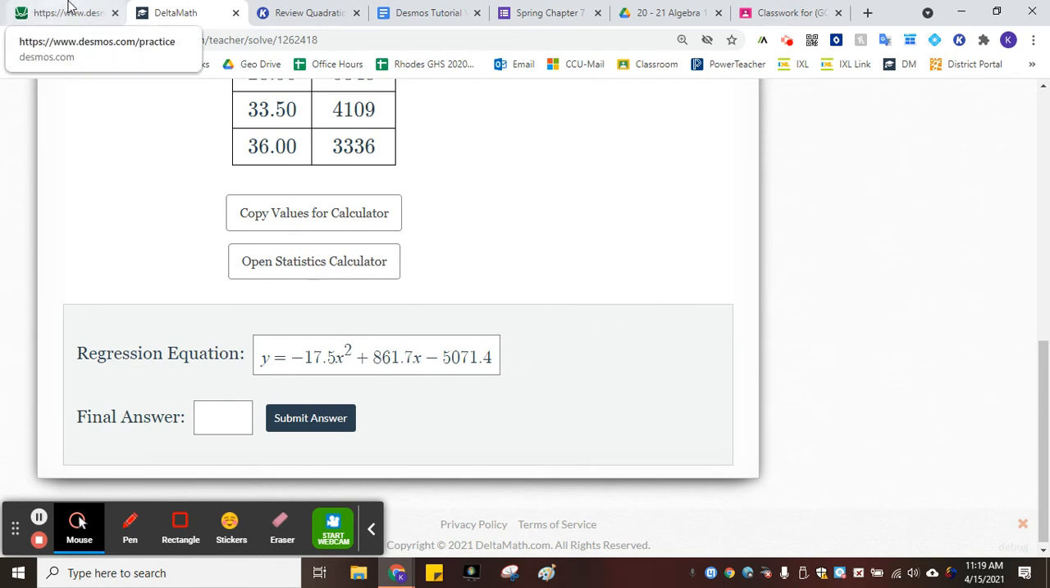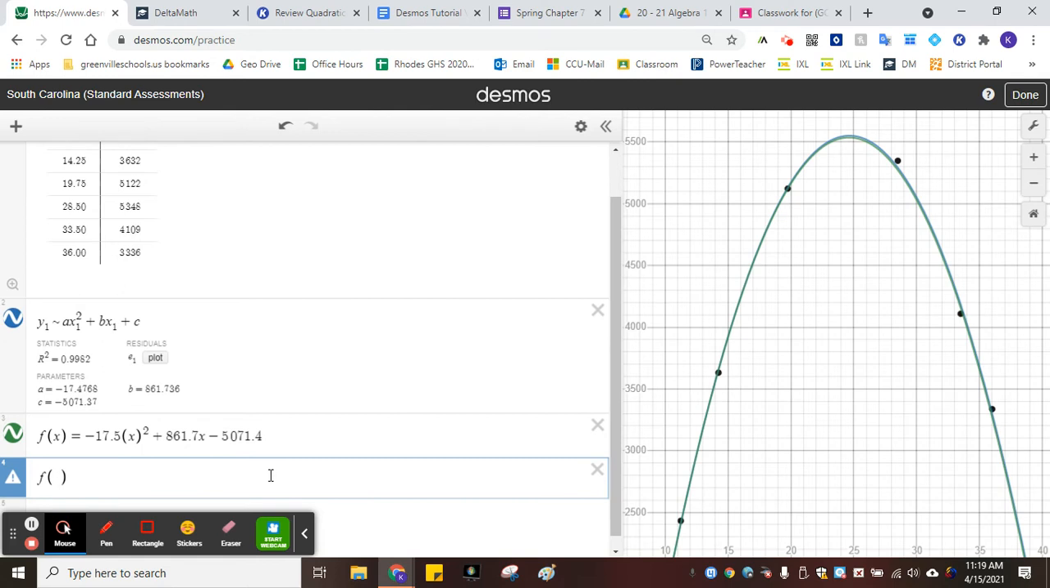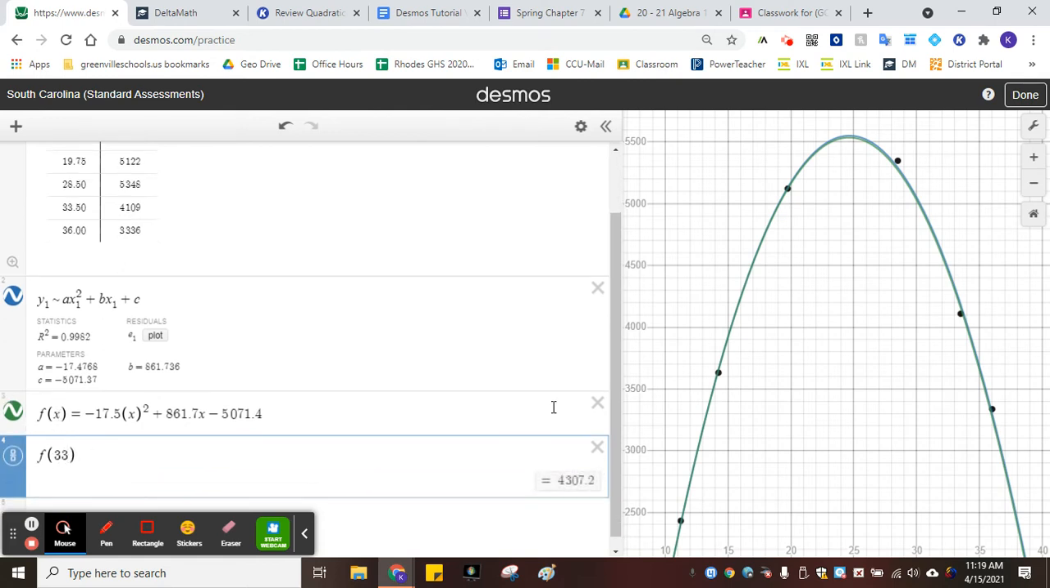There's a short way to do it and a long way to do it. You could sit here and plug in 33 for x on all of these, or you can change this to f of x and then do f of 33. That's plugging 33 in for x, and you get your answer.